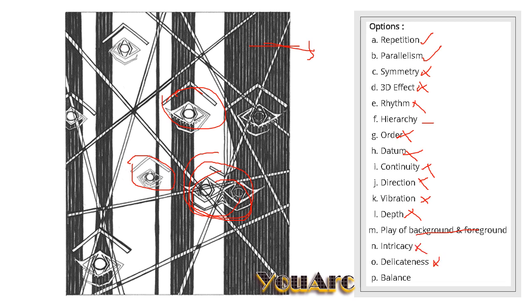Balance, yeah, we have balance. So according to me, it will be repetition, parallelism. I'm telling parallelism with these dark lines, okay, because it is not intersecting, not this one which is getting intersected. I'm talking about the parallel lines on the back side, the dark ones. Parallelism. So I'll give play of foreground, background, balance, and then hierarchy.